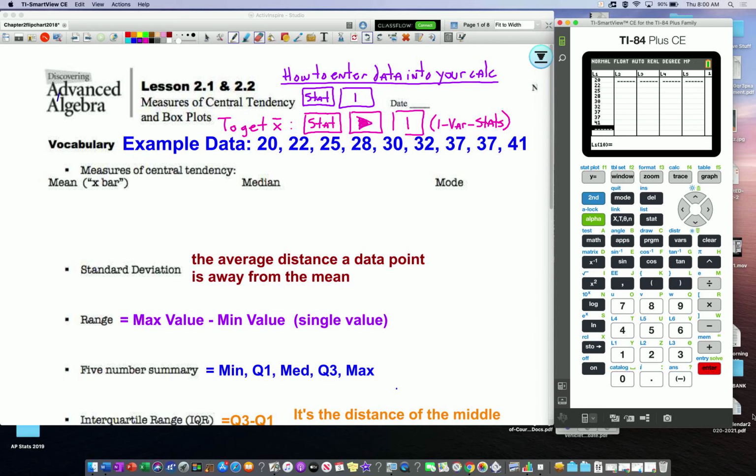Now, when I get my data in, one of the things I do is double check, because if you enter any of these data points wrong, it messes up the entire problem. That just stinks. So 20, 22, 25, 28, 30, 32, 37, 37, 41. I just double check them to make sure that they are correct.